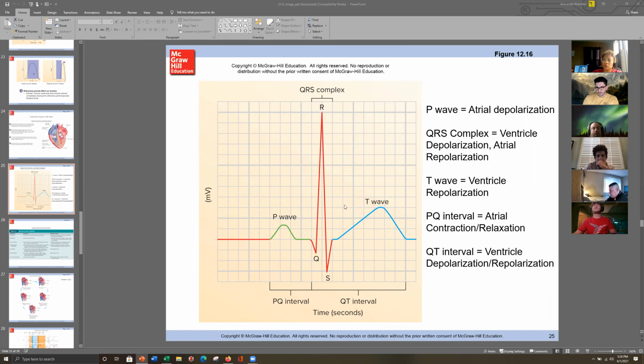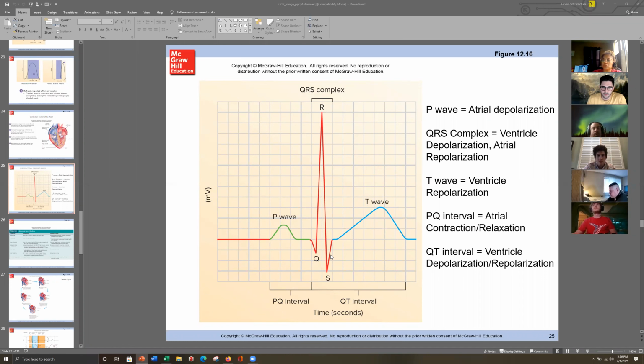All right. So that's what each of these different regions of the EKG are referencing. And then the PQ interval represents the total range at which the atria are depolarizing and repolarizing. And then the QT interval represents the entire range at which the ventricle depolarizes and repolarizes. Right. So it's pretty straightforward. Okay. So yeah, this is an EKG.